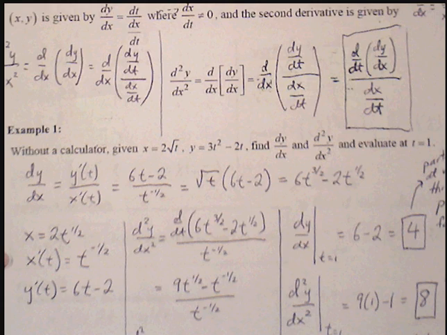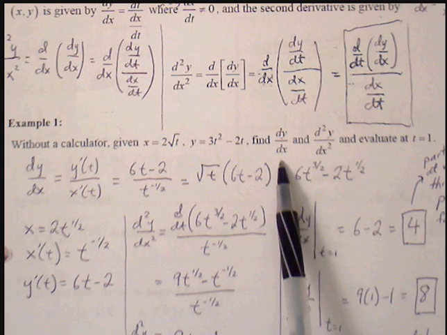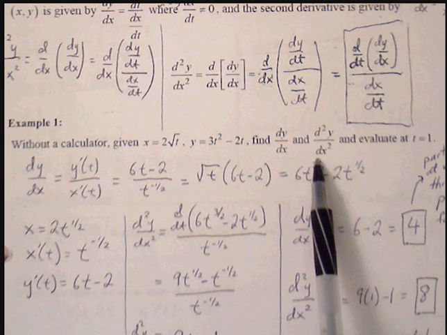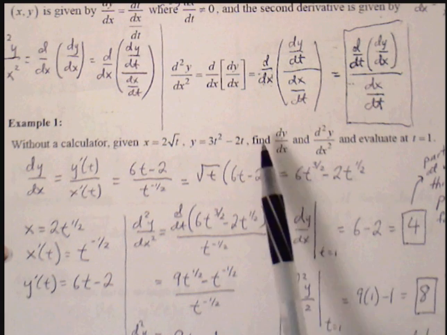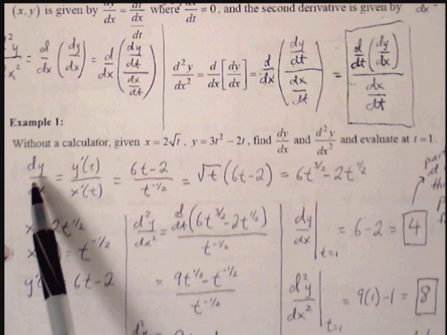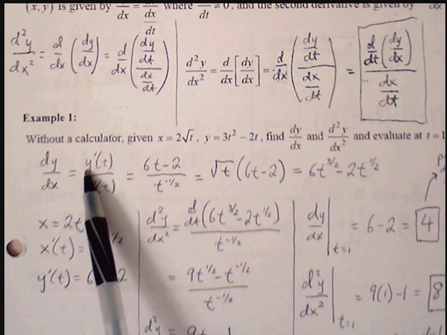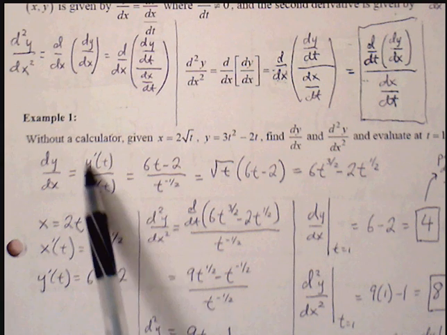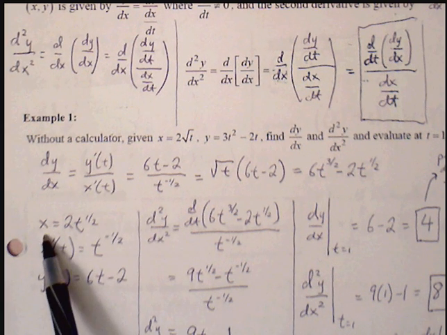So example 1, without a calculator. Given that x equals 2 root t and y is equal to 3t squared minus 2t, find dy/dx, find the second derivative, and then evaluate at t equals 1. We know that to find the derivative, we have to find y prime of t and x prime of t. So let's start first with x prime of t.